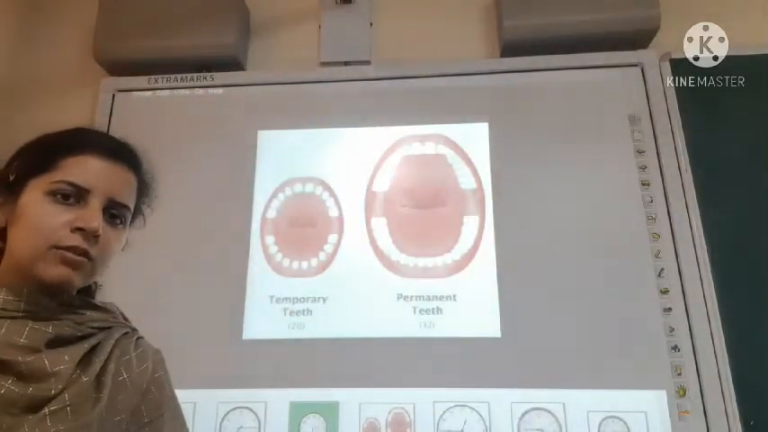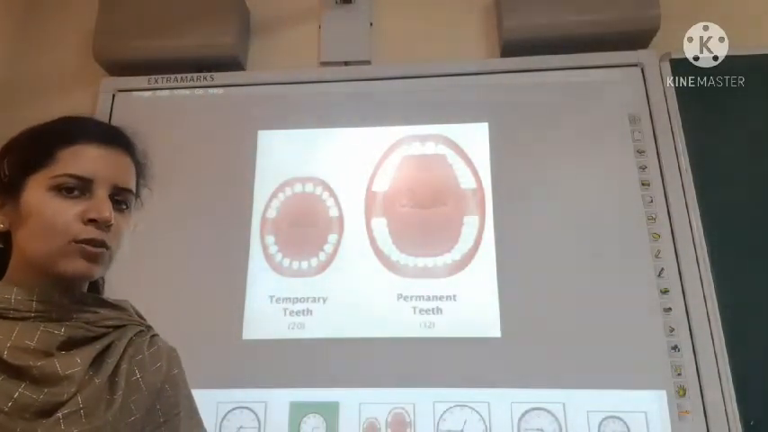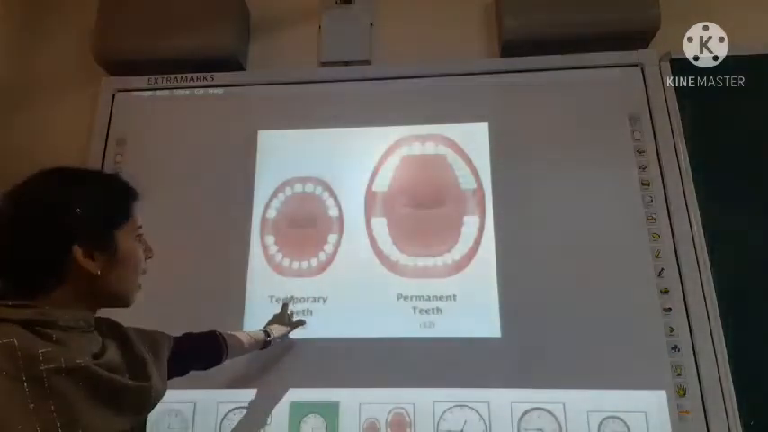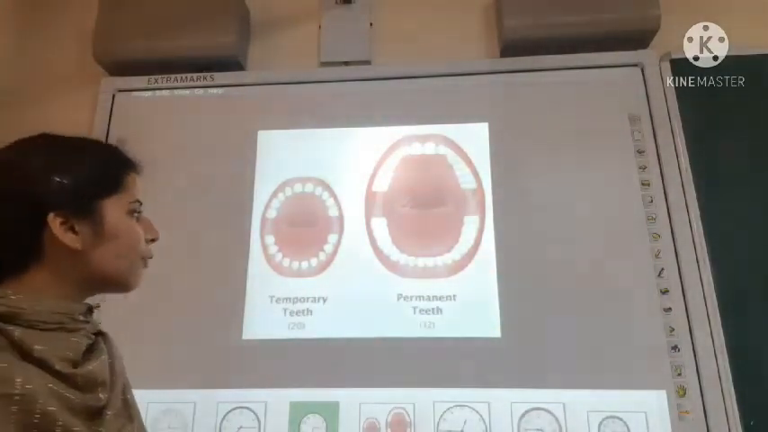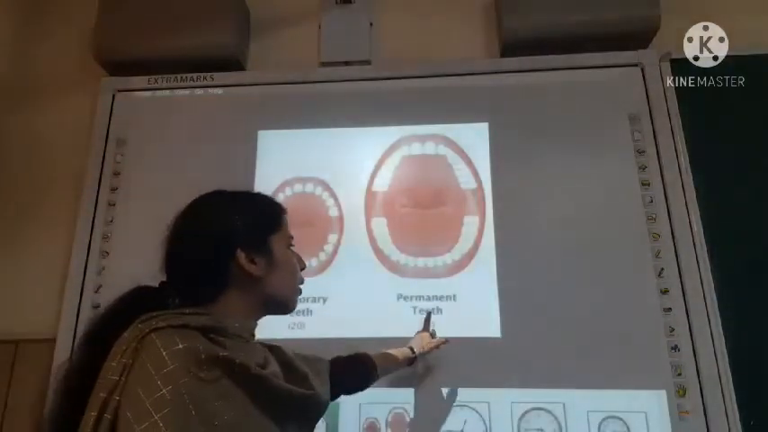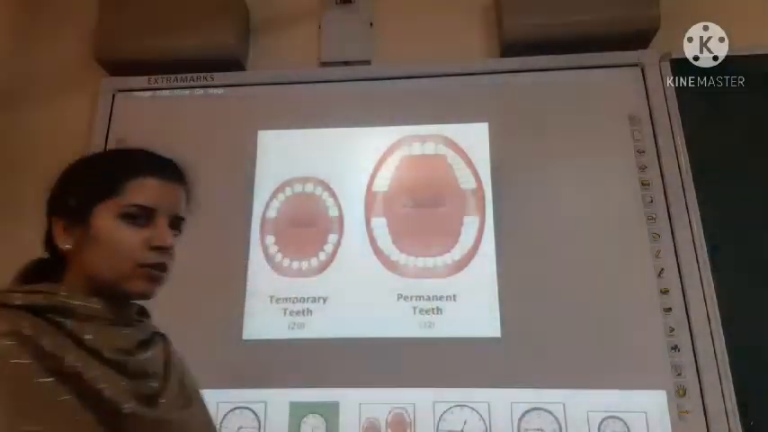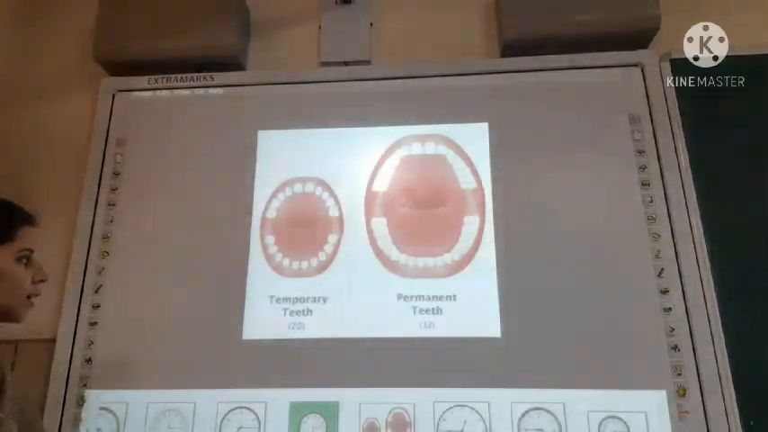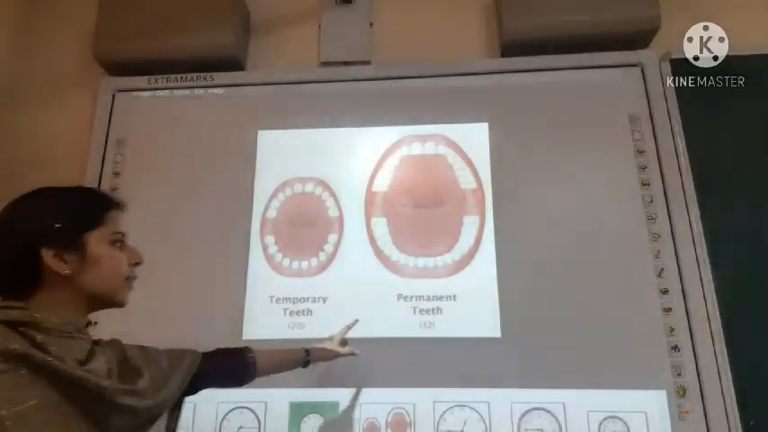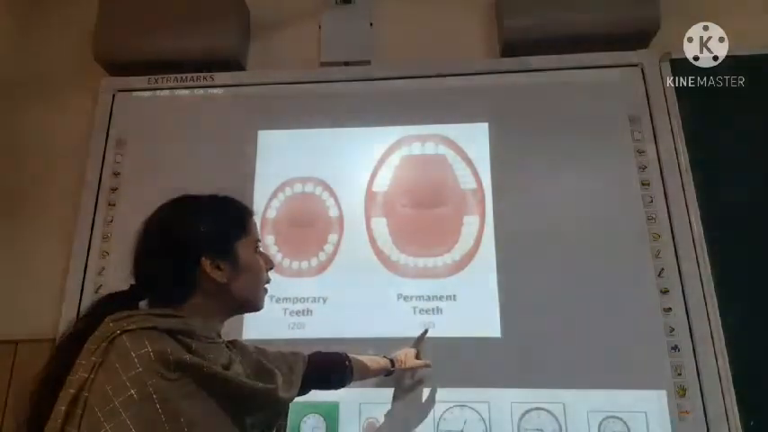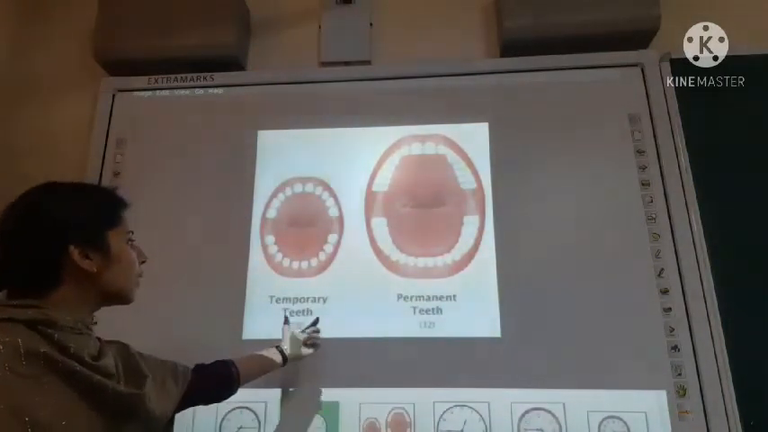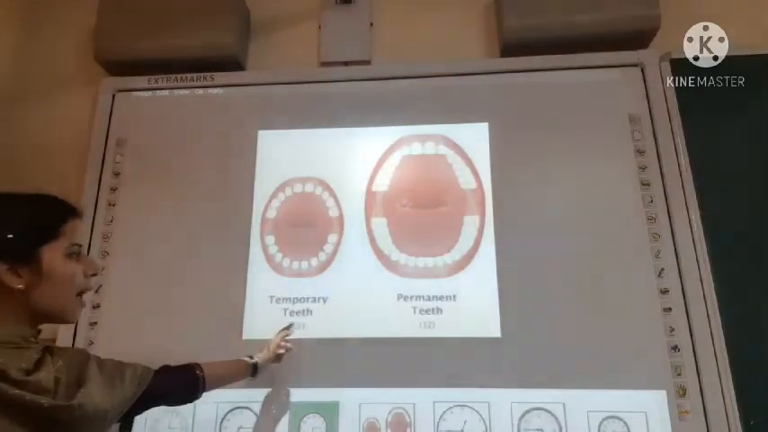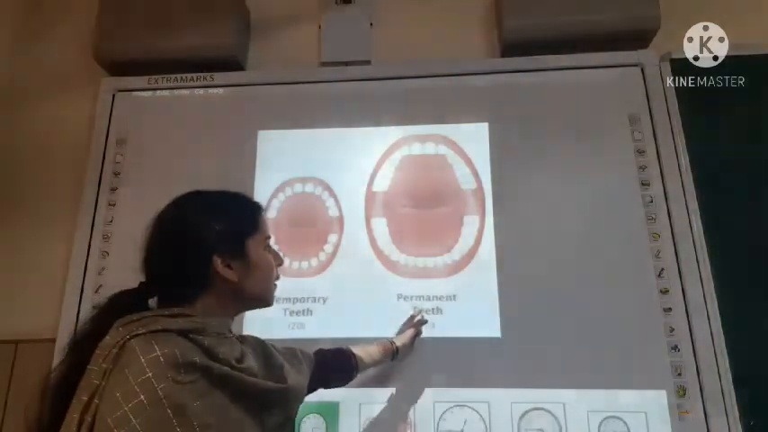By the age of 6, the child starts losing these milk teeth and new teeth grow in their place, and a new set of teeth is formed that is called permanent teeth. Temporary teeth are 20 in number and permanent teeth are 32 in number, right? These are the two sets of teeth.